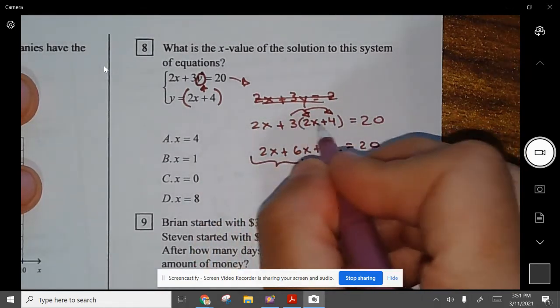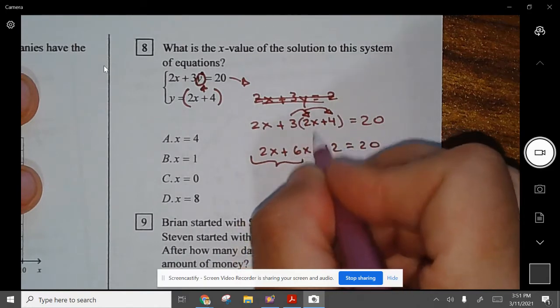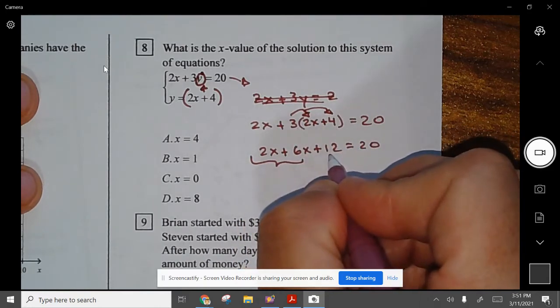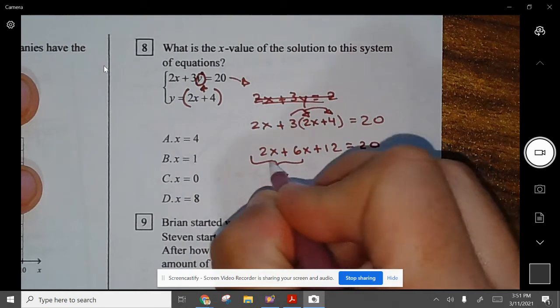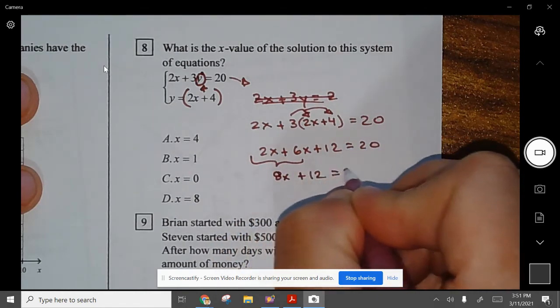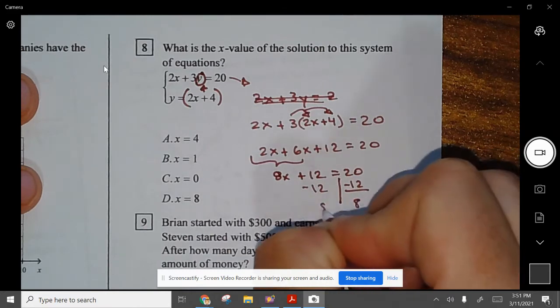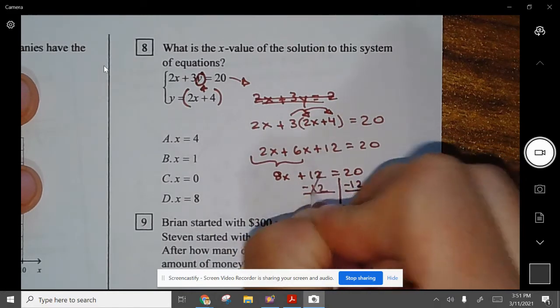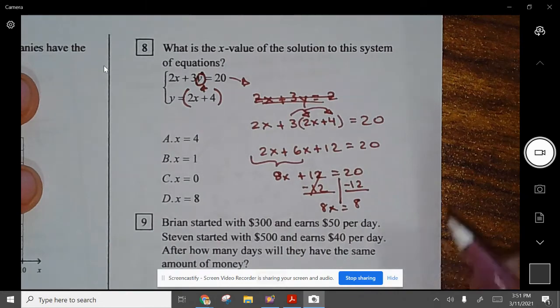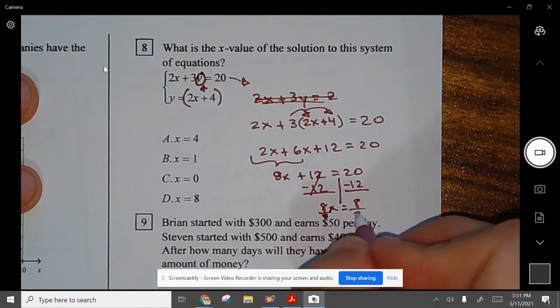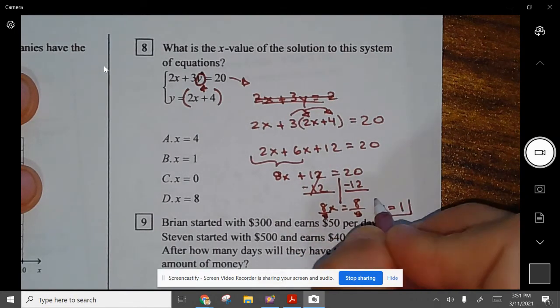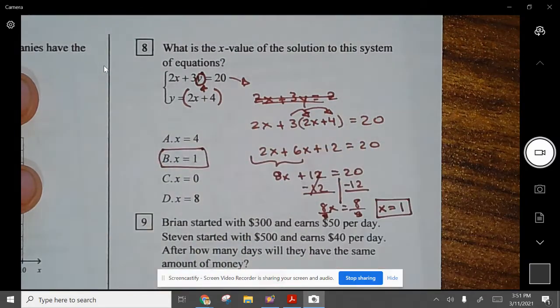I did the distributive property. I got 3 times 2x is 6x. 3 times 4 is 12. Then I'm going to combine my like terms. And then I'm going to move my constant over. This got canceled out. I have 8x equals 8. Divide by 8. X equals 1. Okay.